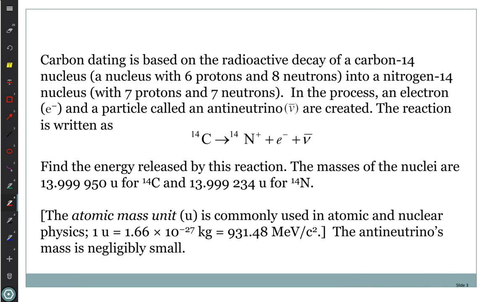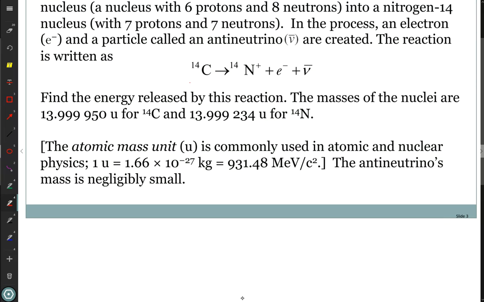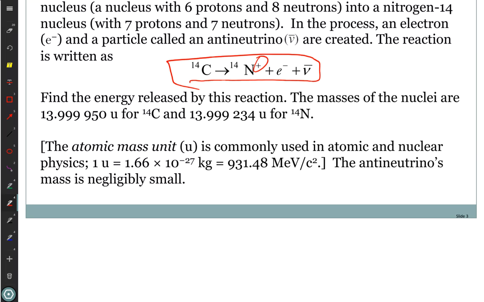So let's actually do the calculation. Later on, I have a slide that says the answer is 156 kiloelectron volts. So we know what our target is, but let's do the calculation for how much energy is released. So if we look at this equation, notice I was specific here. It's nitrogen plus. What does it mean if it's nitrogen plus? That it's 1 electron short. Why would it be 1 electron short?